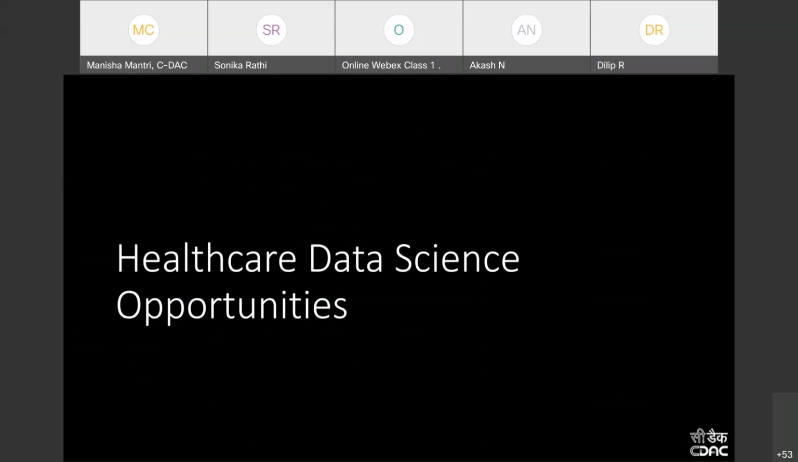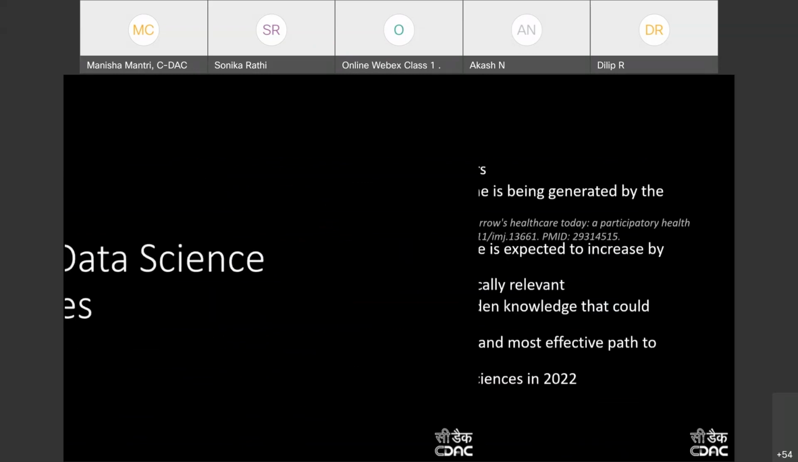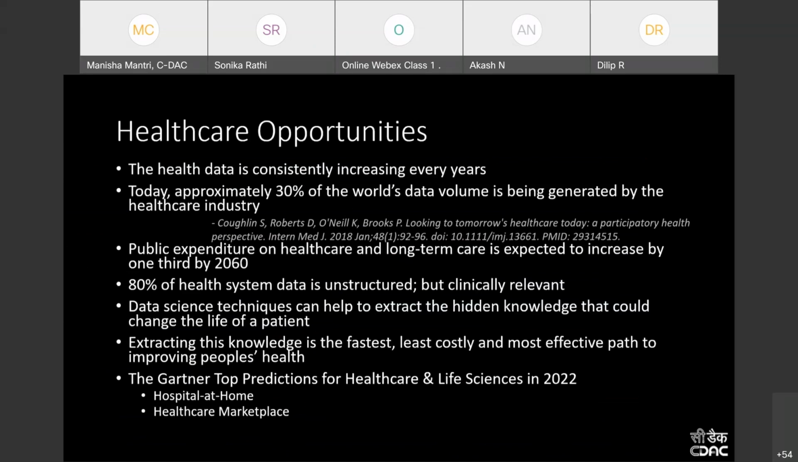So now we have talked about the data in healthcare and how it is structured. Let's see what the different healthcare data science opportunities are out there. So talking about healthcare opportunities particularly, we know that healthcare data is consistently growing, and it is increasing every year. It is estimated that approximately 30% of the world's data volume is being generated by the healthcare industry. It's just in the recent research.